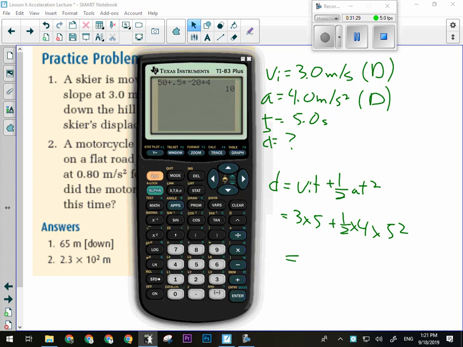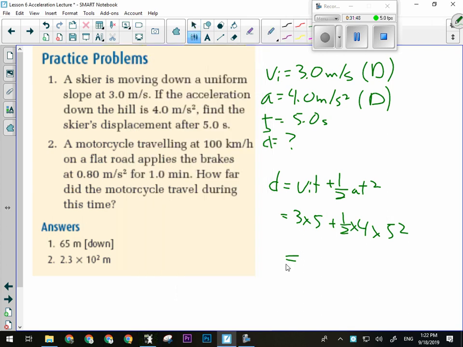So when we're punching that all into the calculator, it should look like this: 3 times 5 plus 0.5 times 4 times 5 squared. All right, so we're getting 65 meters, and I shouldn't say down, I should say 65 meters downhill, because that's more specific. Down and downhill are different. Down would imply straight down. Downhill would imply at an angle.